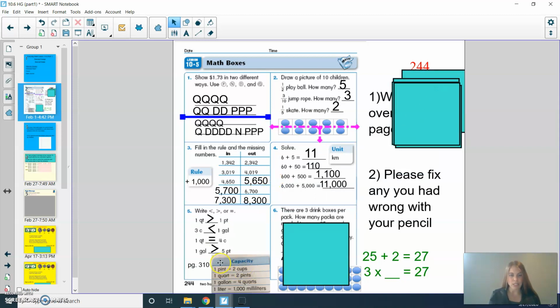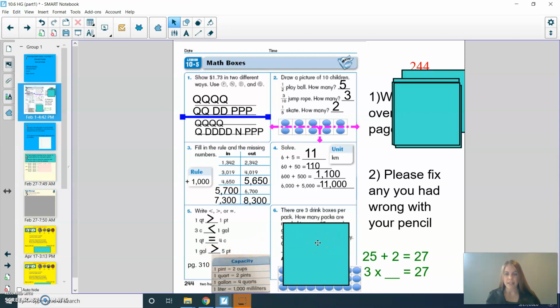For question number 5, I mentioned using the little resource on page 310. So I know that 1 quart is greater than 1 pint. I know that 3 cups is less than 1 gallon. 1 quart is equal to 4 cups, and 1 gallon is greater than 5 pints.